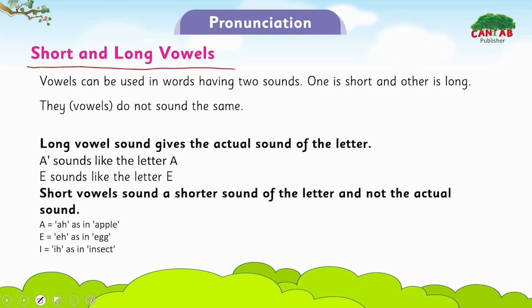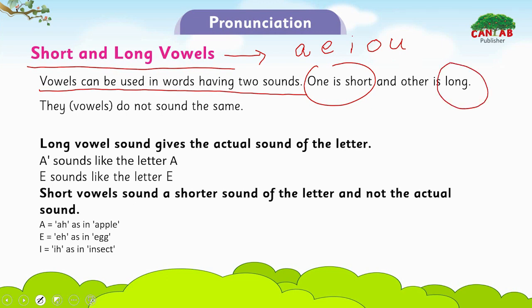Vowels can be used in words having two sounds. So first of all, do you have in your mind what are vowels? Shabash. Yes, the letters A, E, I, O, U. So, these vowels can be used in words having two sounds. One is short and the other is long. So, they are termed as short vowels and long vowels.